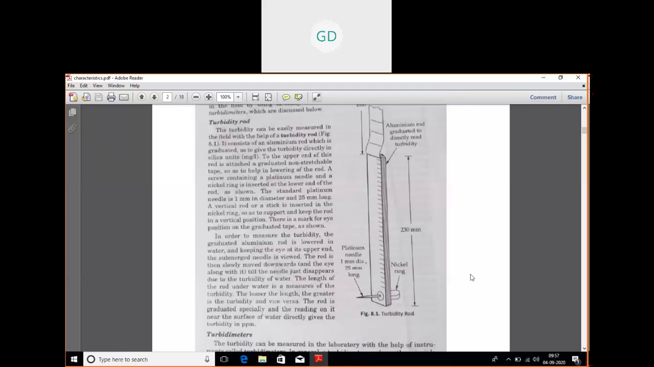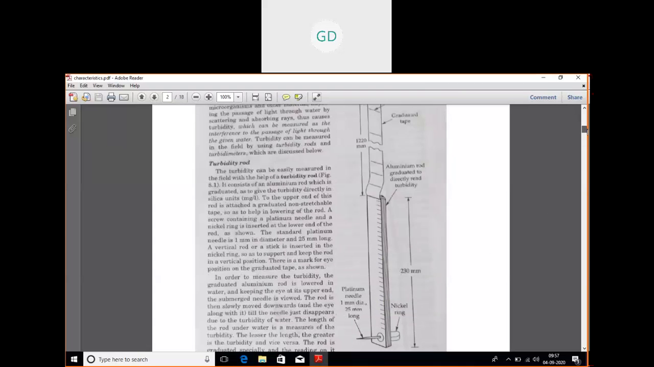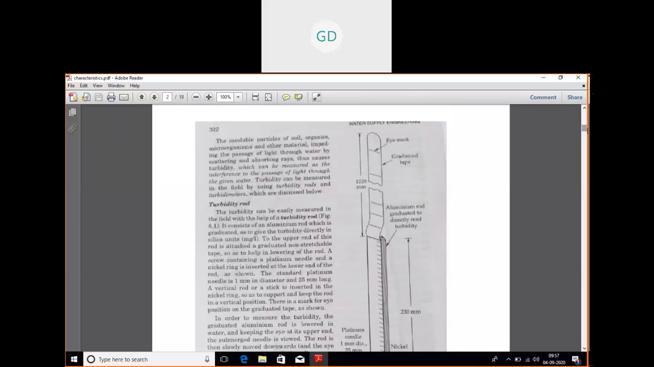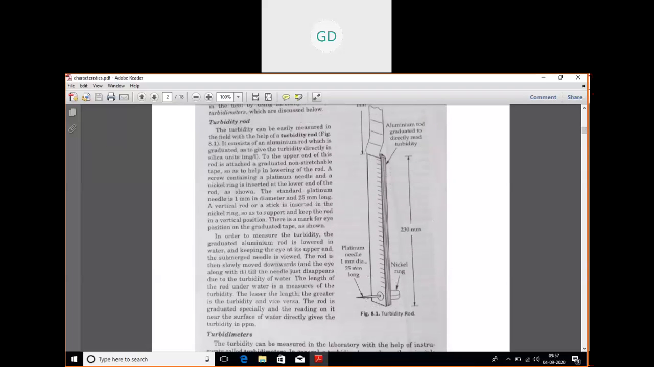So how it is done? Suppose you are taking a beaker, or any container you have taken, and you dip your turbidity rod in that sample of water. You see through this eye mark, and you try to see this needle.